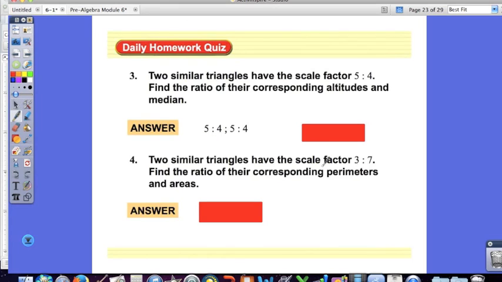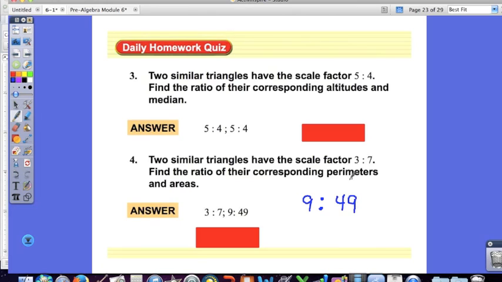If two triangles have the scale factor 3 to 7, find the ratio of their corresponding perimeters and areas. Okay, this is where we're going to get tricky. The scale factor of their perimeters is going to be 3 to 7. We didn't really cover this in the lesson. Area is two-dimensional, so you're going to take these numbers and square them. So you would have 9 and 49.